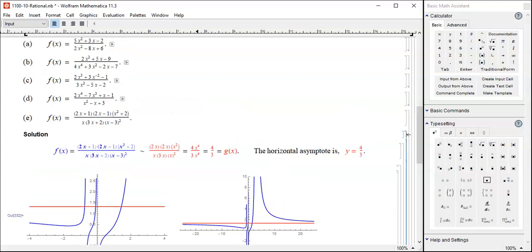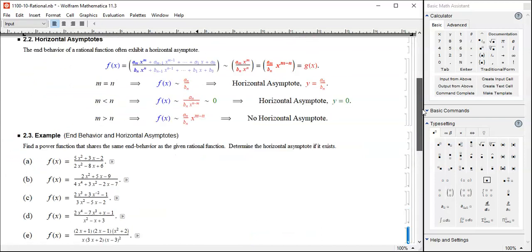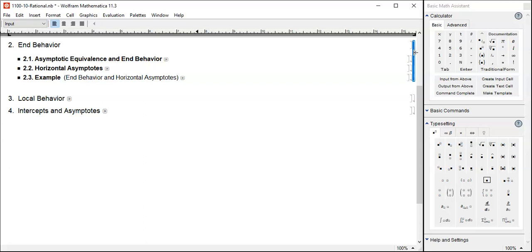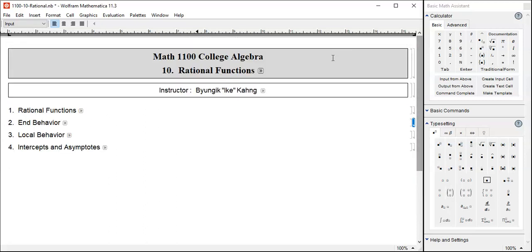Okay, so much for the end behavior, the elementary end behavior, and the horizontal asymptotes. We are going to come back and discuss section 3, local behavior, in a separate video.